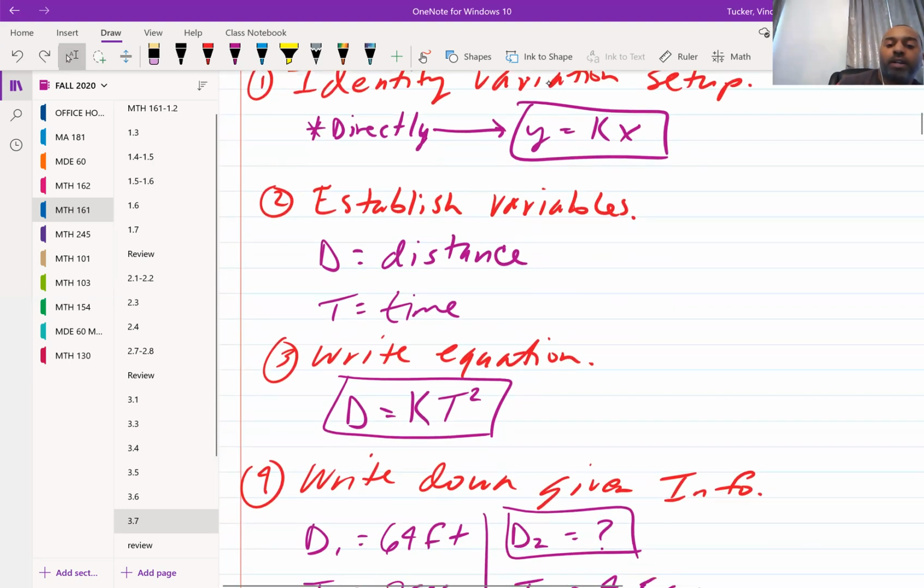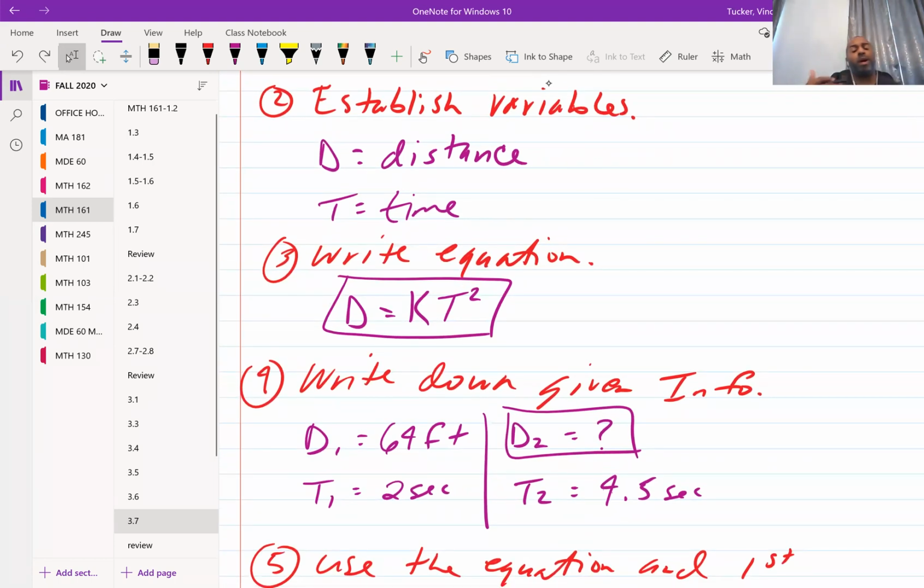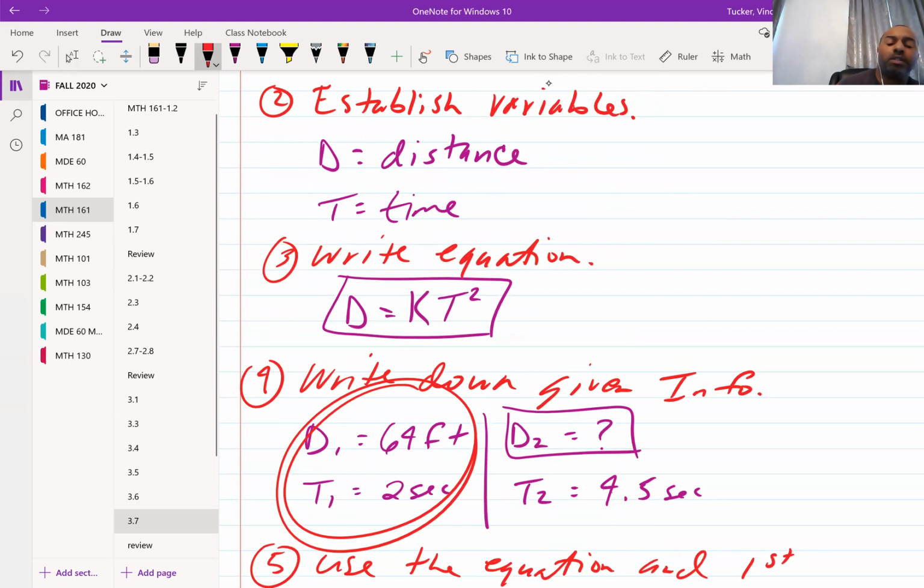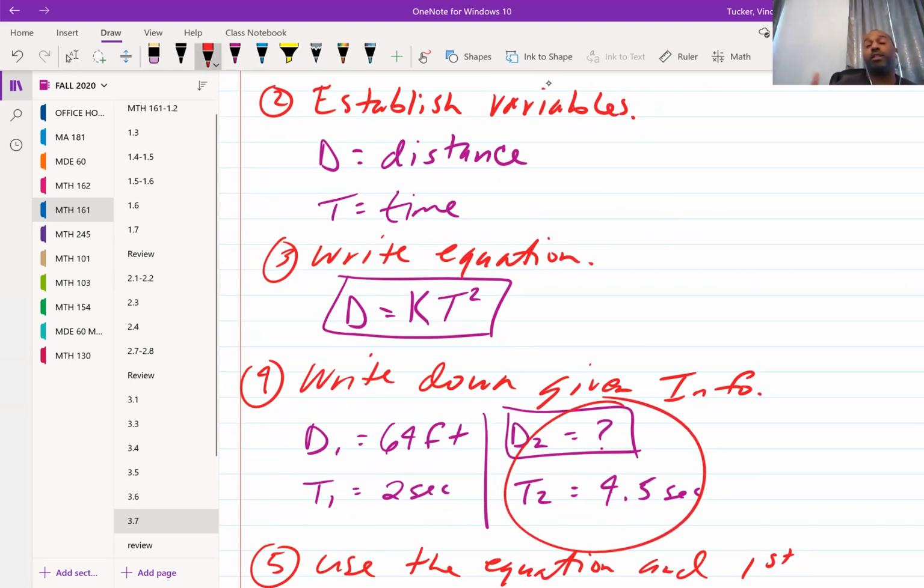So now we're going to write down the given information. Now, what's going to be the pattern of every problem that you get out of this section is that they're going to give you a set of information, and then they're going to give you all of the information except for one piece.